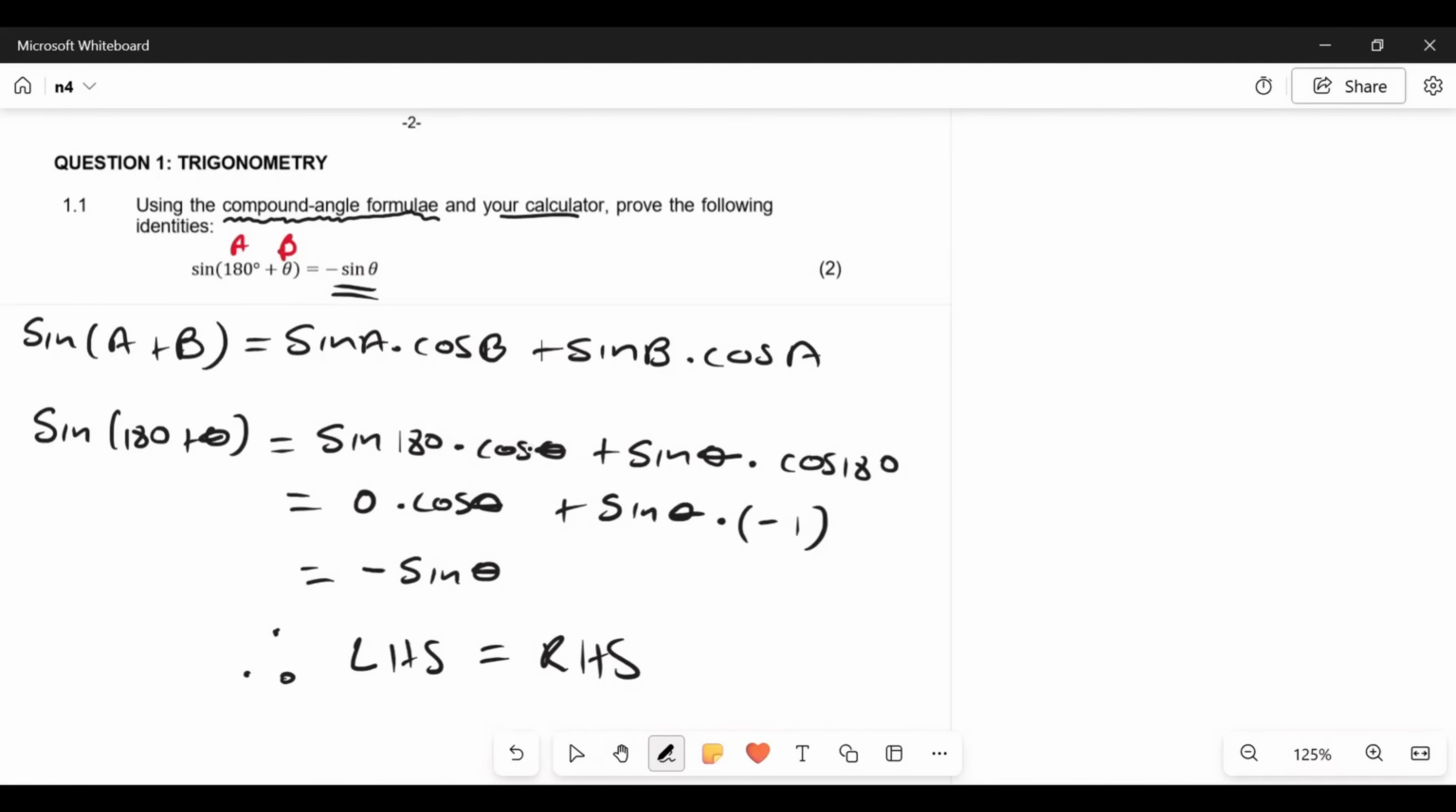Guys, you're supposed to use the compound angle identities, and also you can use a calculator. Just in case you don't know much about the compound angle identities, you can go to the description. I'll leave a video where I introduce the compound angle identities. Go and watch that video, and that video will also pop up on the top right of this video.